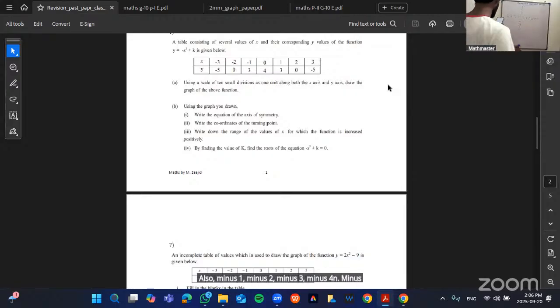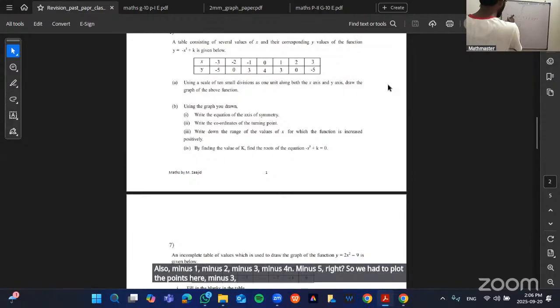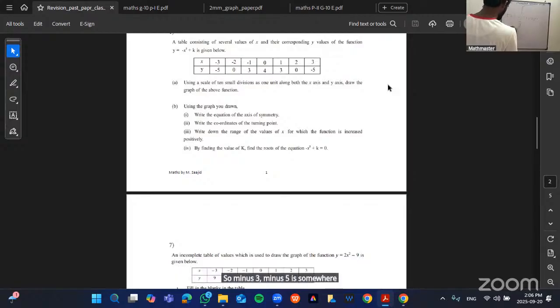Right. So we have to plot the points here: -3, -5. So -3, -5 is somewhere here, right? Then -2, 0. -2, 0 is somewhere here. Then -1, 3. -1, 3 is here.